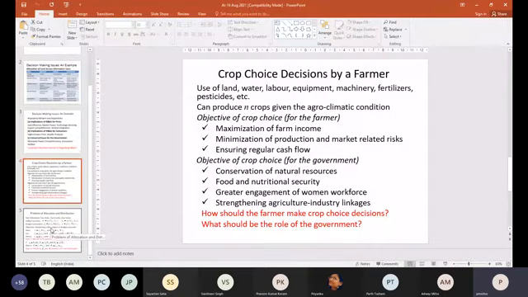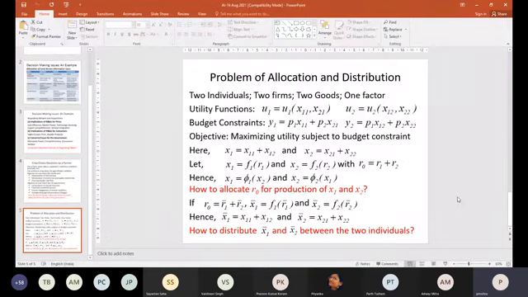And my last example here, combining the problem of allocation and distribution. There are some students of economics whom I had taught this portion in the course on public finance and policy.